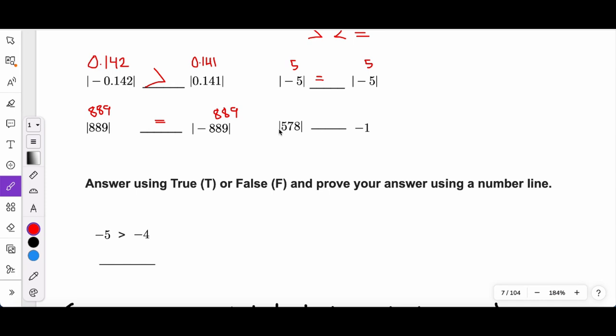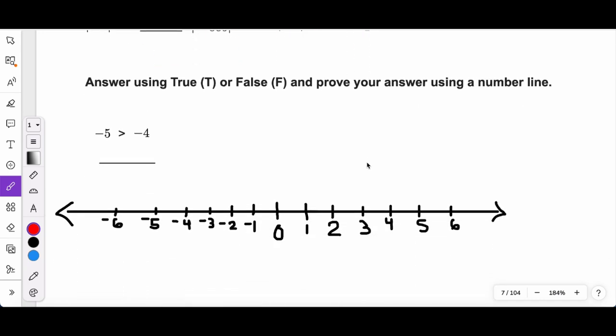Okay, for our last problem, we have the absolute value of 578 is blank to negative 1. So we have 578, it stays the same, and we have negative 1. So not much work there. We know a positive number is always greater than a negative number, so that's why that's going to be greater than. Okay, so that wraps it up for our first question.